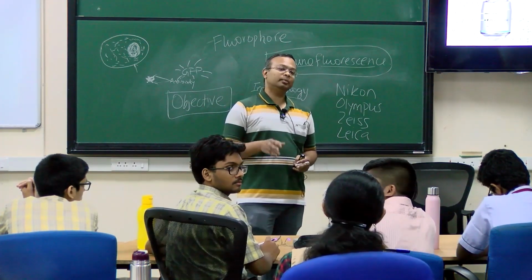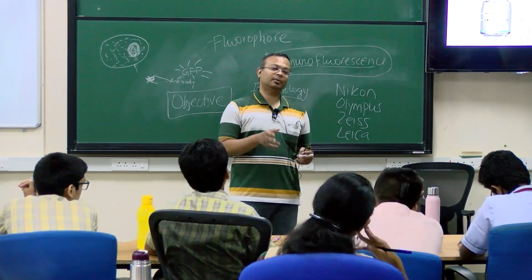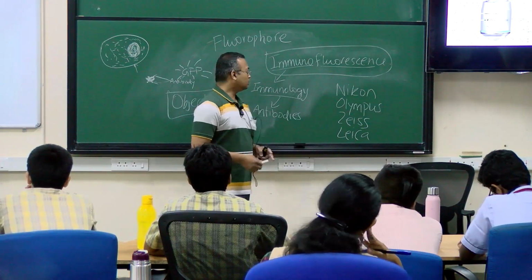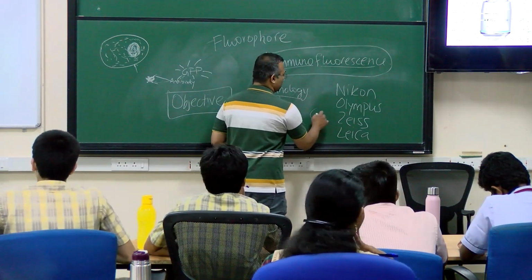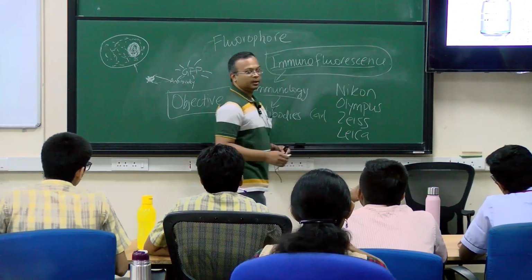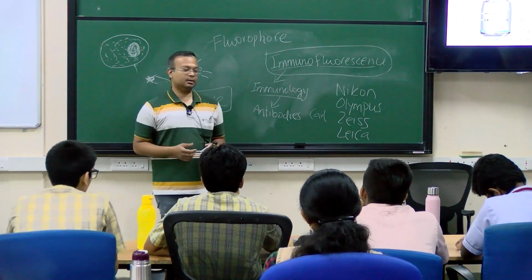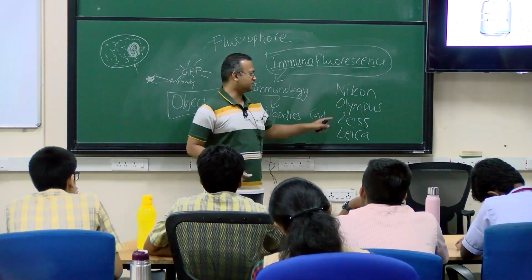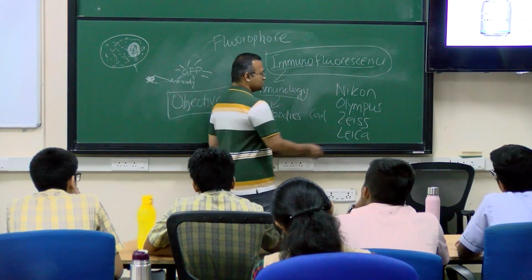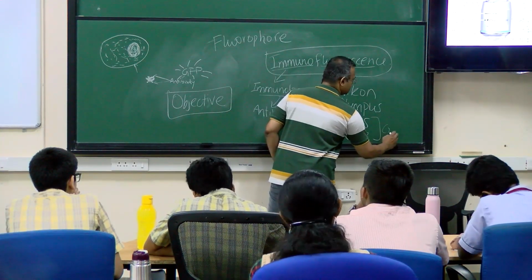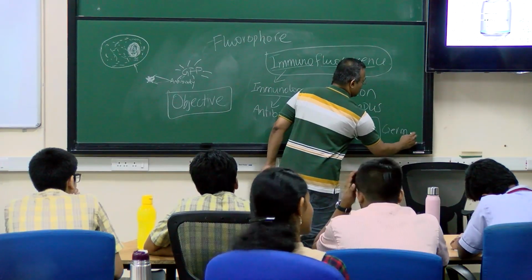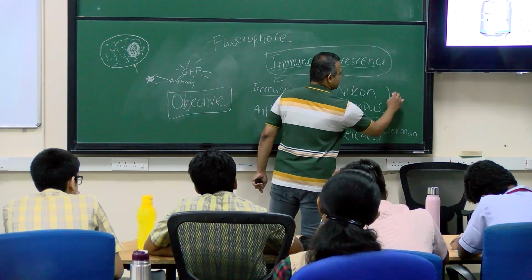Electron microscope is a different field. I am talking about light microscopes. Zeiss was started by a guy called Carl Zeiss. He was a German guy. He used to make a lot of these lenses, and then he started this company Zeiss. So these 2 are German companies, and then these 2 are Japanese companies.